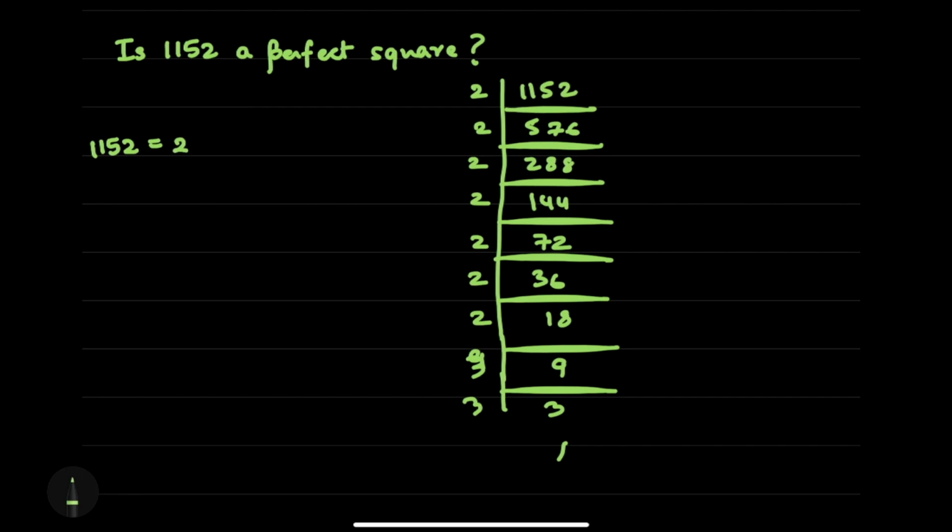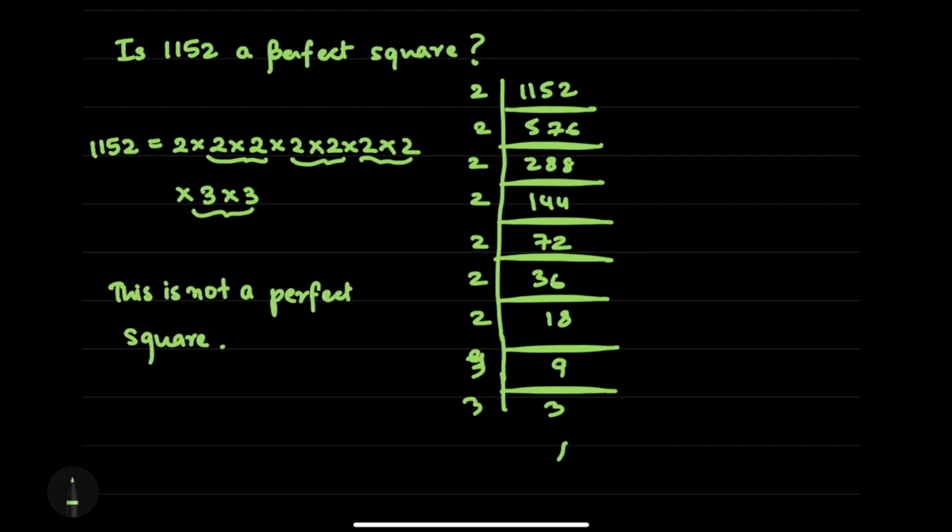So 1152 can be written as 2 into 2 into 2 into 2 into 2 into 2 into 2 into 3 into 3. So we'll make the pairs: 2 into 2, 2 into 2, 2 into 2, there's one 2 left, and 3 into 3. So as there's one number that is left, 2 is not paired up. So this is not a perfect square. So the answer for this question would be no in our exam, right?